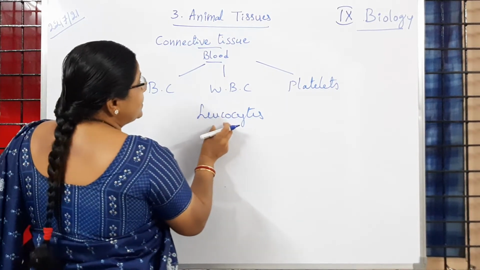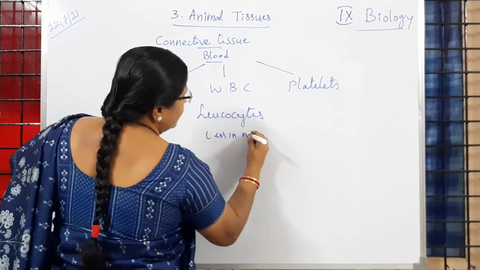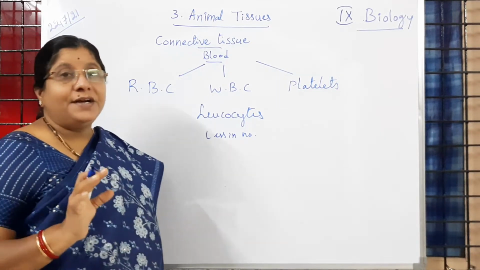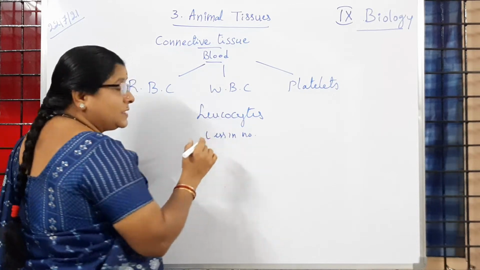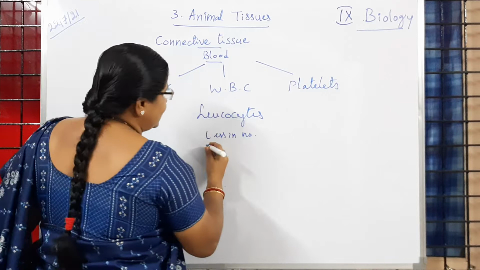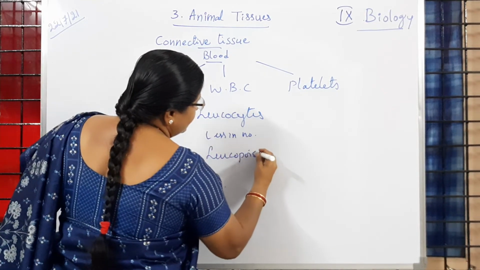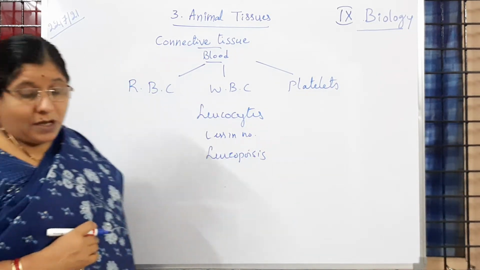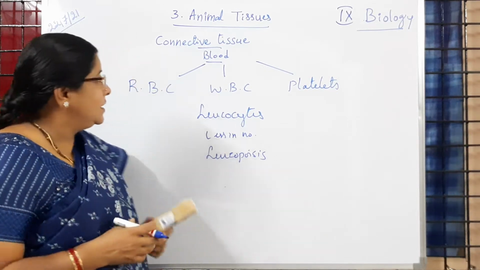Then the leukocytes are less in number when compared with RBC. Is it clear to you? Then the WBC are produced again in bone marrow, and production of WBC is called leukopoiesis. Is it clear to you? And now you are going to learn about the types of WBC.